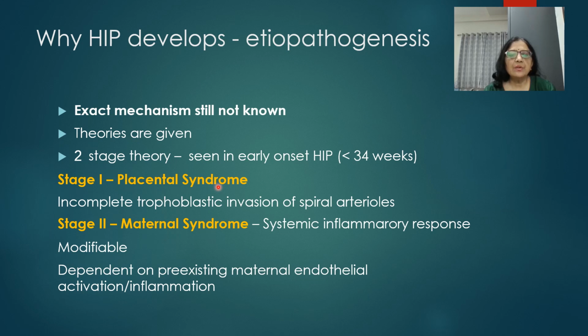Placental syndrome is an incomplete trophoblastic invasion of spiral arterioles. This is the most important sentence, which we need to memorize as well as understand: there is an incomplete trophoblastic invasion of spiral arterioles, that is placental syndrome. Whereas maternal syndrome is the effect of placental syndrome on the mother, on all the systems in the mother.